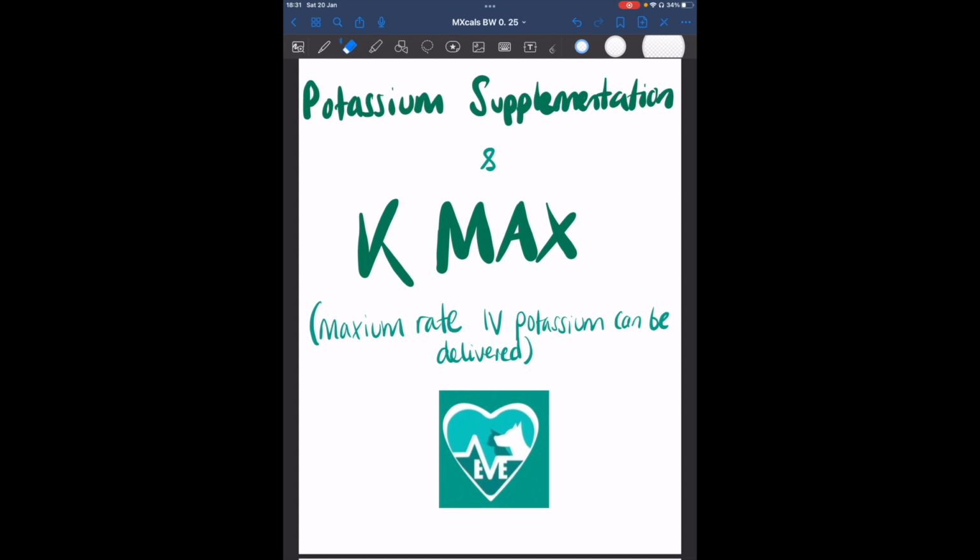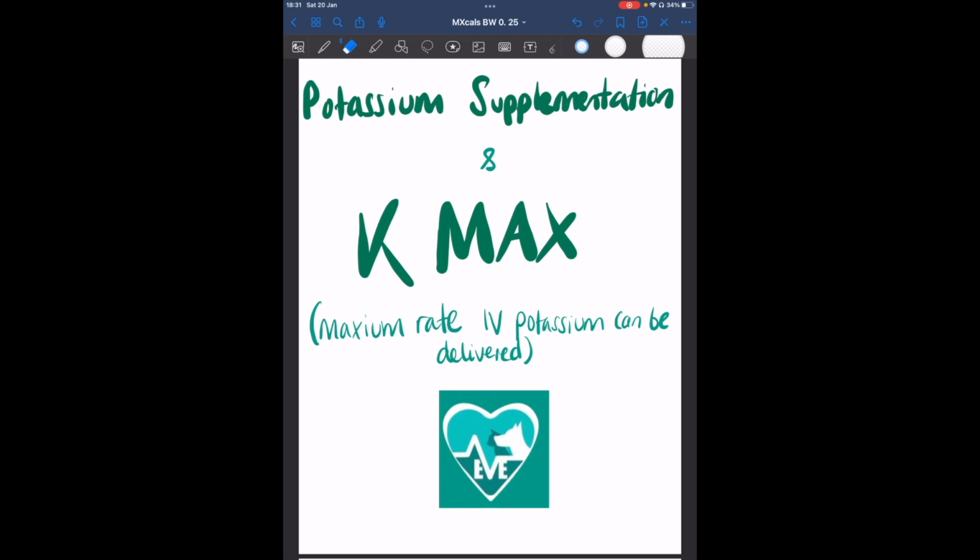So what that means is, quite commonly in practice, we need to supplement our patients' IV fluids with potassium. We'll go into why briefly, but there is a certain amount of potassium they can have per kilogram per hour. And we can't exceed that. It's really important that we do not exceed that, or we may start to see hyperkalemia or high potassium levels in the blood and signs associated with that, which we'll also get into.